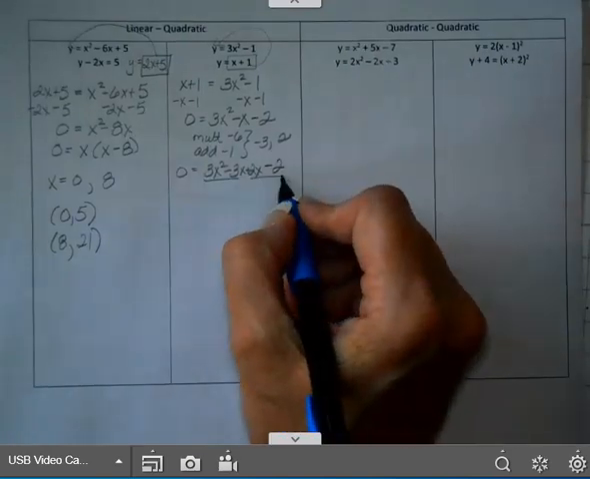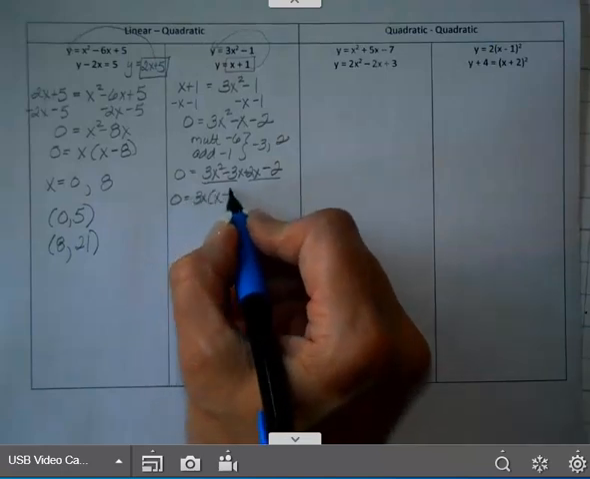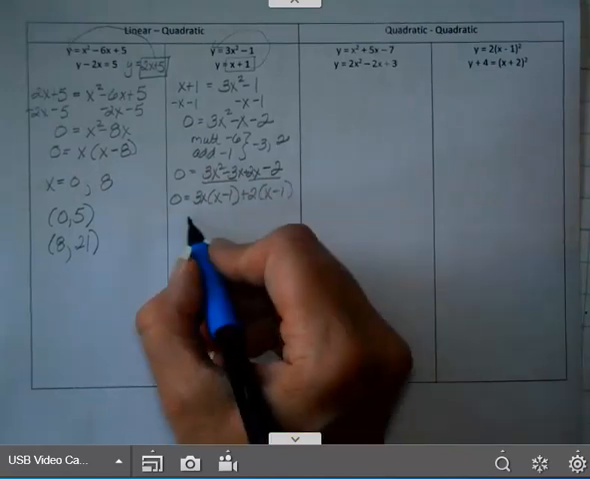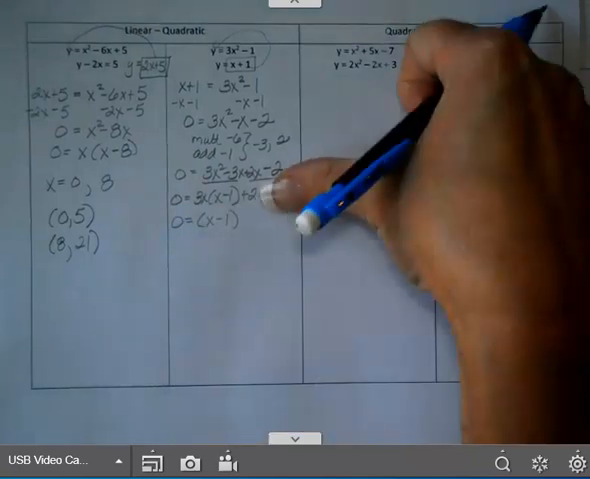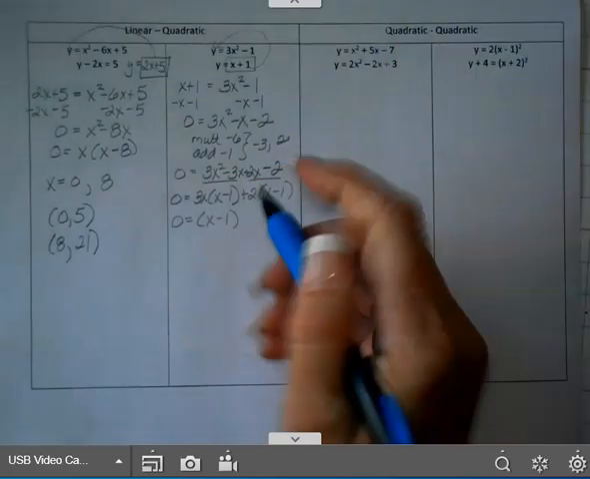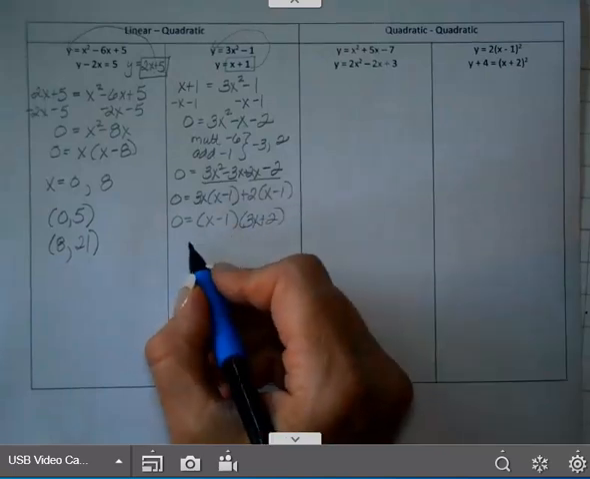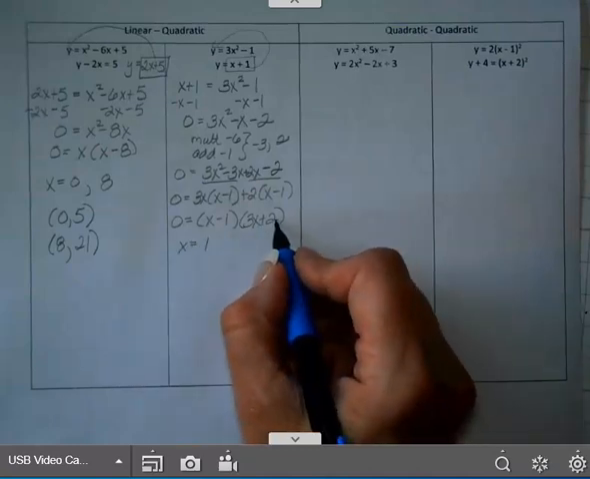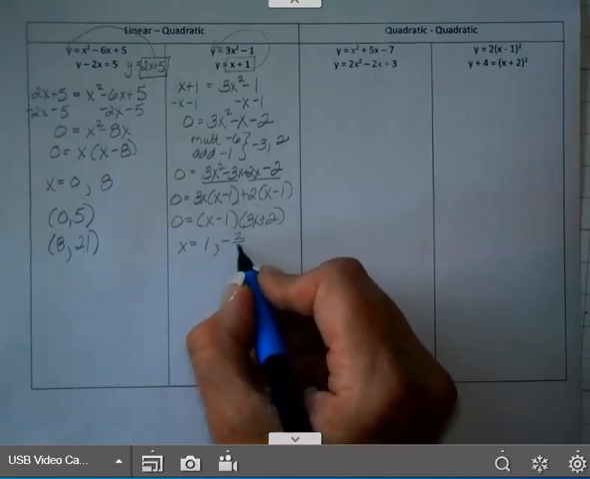Group, group. My first group has a 3x in common. I'm left with x minus 1. My second group has a 2 in common, and I'm left with x minus 1. They each have an x minus 1, and when I take out the x minus 1s, I'm left with 3x plus 2. And so my solutions for x are 1, and then I can take the opposite of that and divide it by my coefficient. So that's going to be negative 2/3.